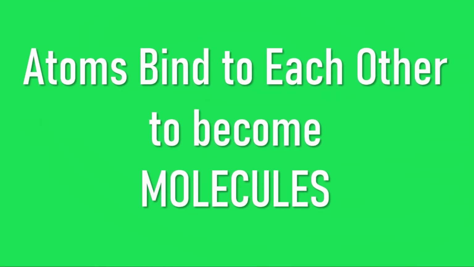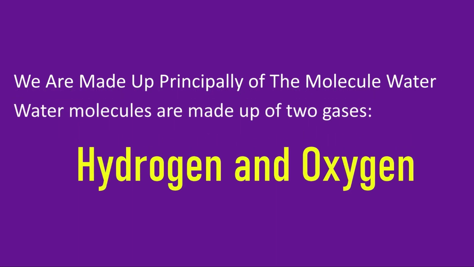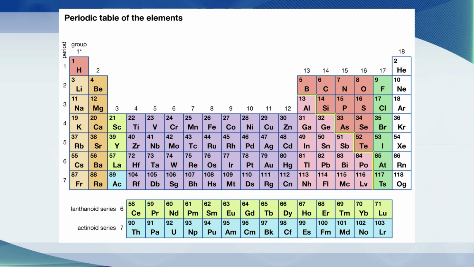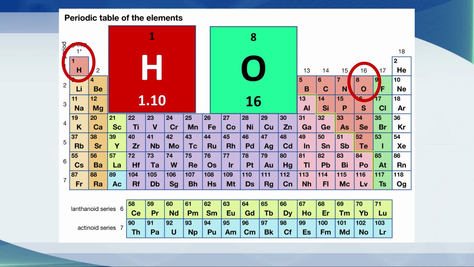Atoms bind to each other to become molecules, and we are made up principally of the molecule water. Water molecules are made up of 2 gases, hydrogen and oxygen. And if you look at the periodic table, here is hydrogen, here it's element number 1. As its nucleus only contains 1 proton, and there is only 1 electron. The atomic mass is approximately 1. Over here you'll see oxygen. Oxygen is element number 8 and its atomic mass is approximately 16.